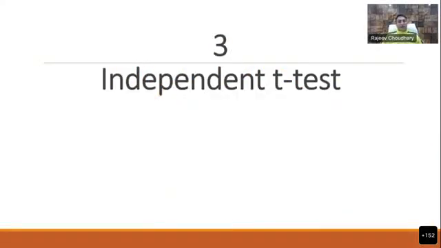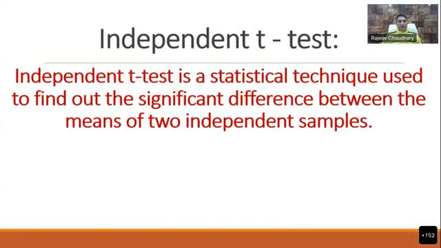In case of independent T-test, it is a statistical technique used to find out the significant difference between the means of two independent samples. The condition applies: we require two groups, but there should be independence among the groups.